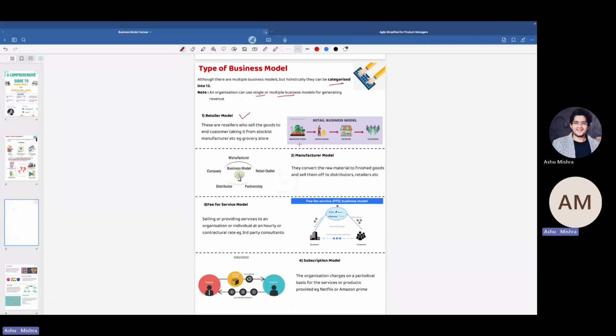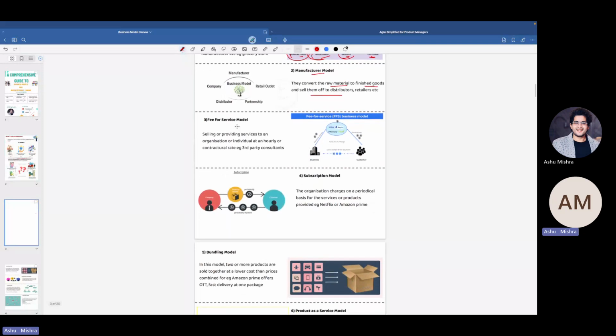Now, what is a retailer model? As you can see, there is a manufacturer, wholesaler, retailer, and customer. So what the retailer is doing is purchasing from the wholesaler or from the manufacturer and giving it out to the end customer. Now, an extension to this is the manufacturer model, guys. What the manufacturer is doing is converting the raw material into FG, which is your finished goods, and then selling it off to the wholesaler, retailer, and ultimately to the customer.